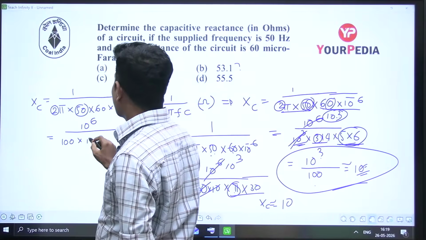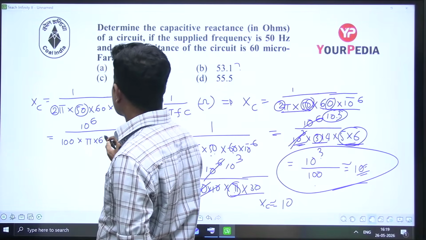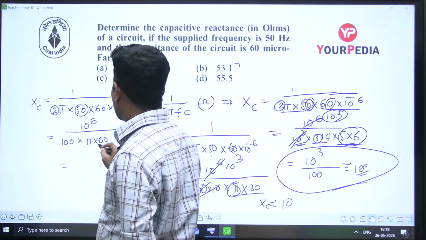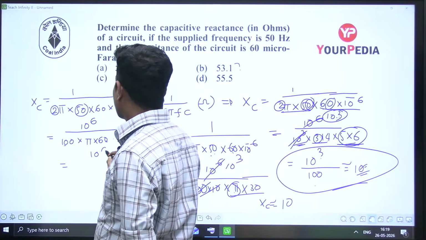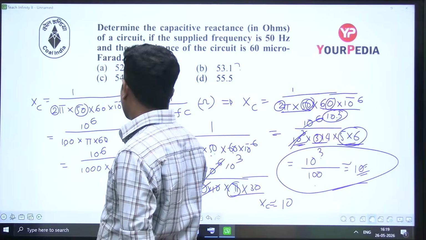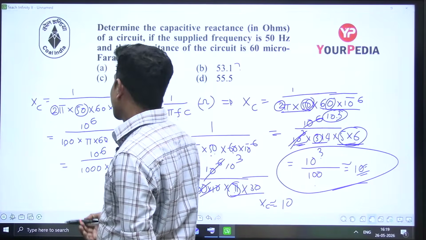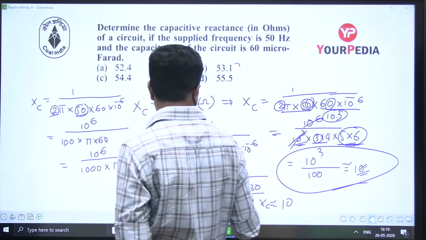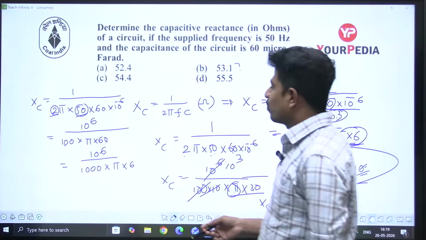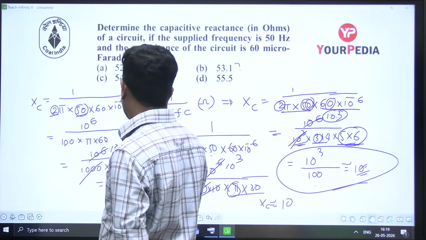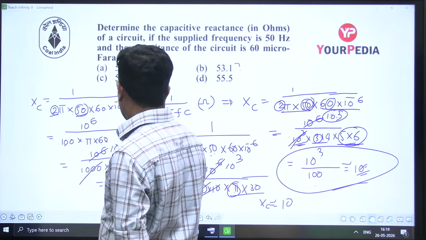Pi into 60 it is. Yes, yes. Mistake from my side. 10 to the power of 6 divided by 1000 into pi into 6. The mistake I committed is that 50 into 2 I took as 100, and again I considered that 5. That was the mistake. This is 10 cube times 1000 divided by, so how much is it?